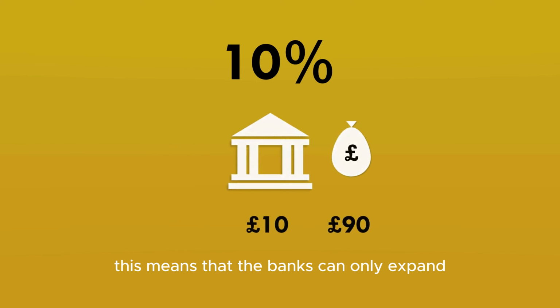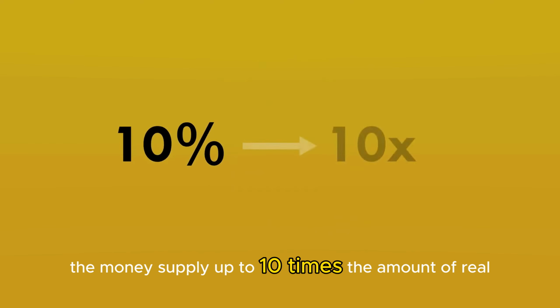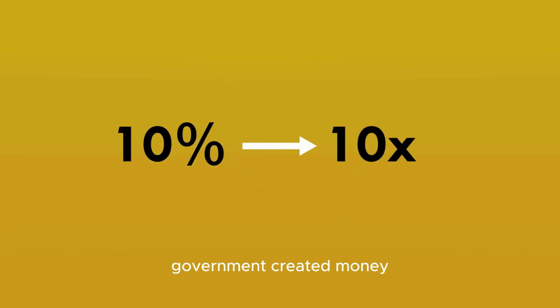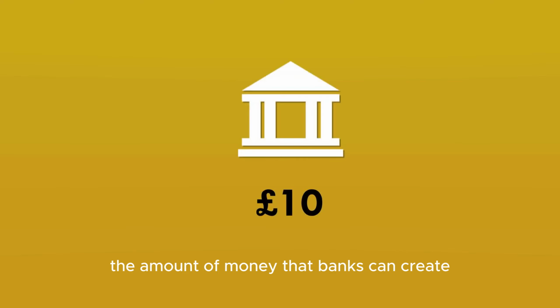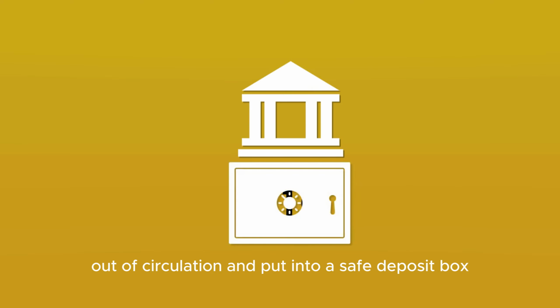This means that the banks can only expand the money supply up to 10 times the amount of real government-created money. We said that this model of banking is completely inaccurate, at least in the UK. For a start, the required reserve ratio in the UK isn't 10%, it's 0. But more fundamentally, the reserve ratio would only actually limit the amount of money that banks can create if the reserve money were actually taken out of circulation and put into a safe deposit box, or an electronic equivalent.